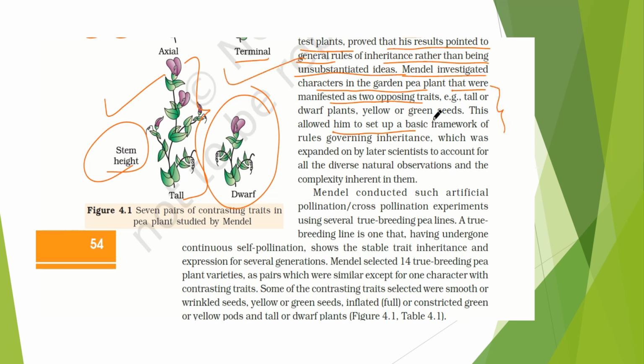Okay, so this allowed him to set up basic framework rules governing inheritance, right? This was expanded on by later scientists to account for all the diverse natural observations and complexity inherent in them. So there were certain complexities, and certain laws which came against this also. Deviations were also there, but hence a few things he proved were very important.